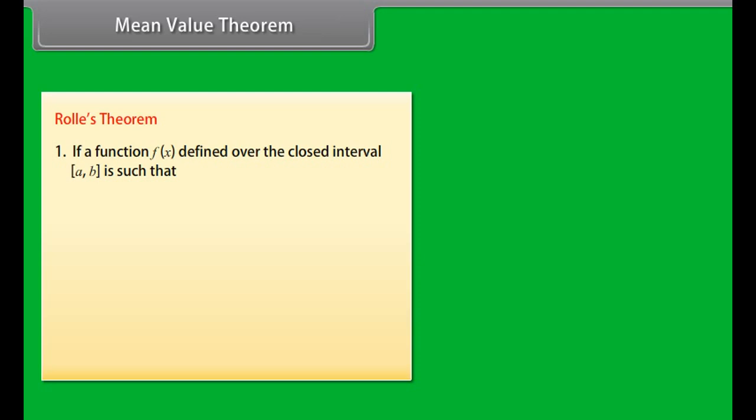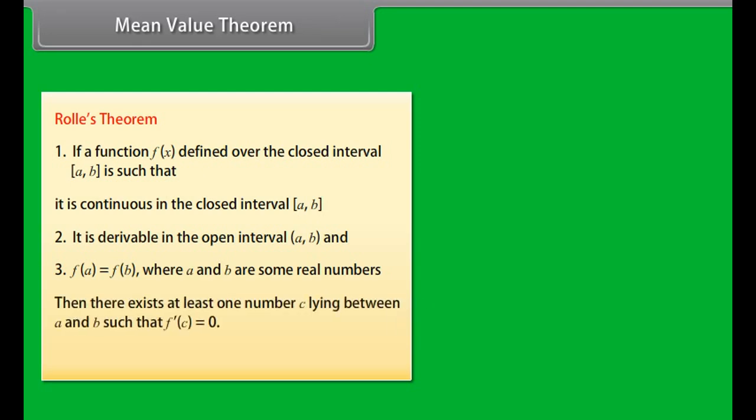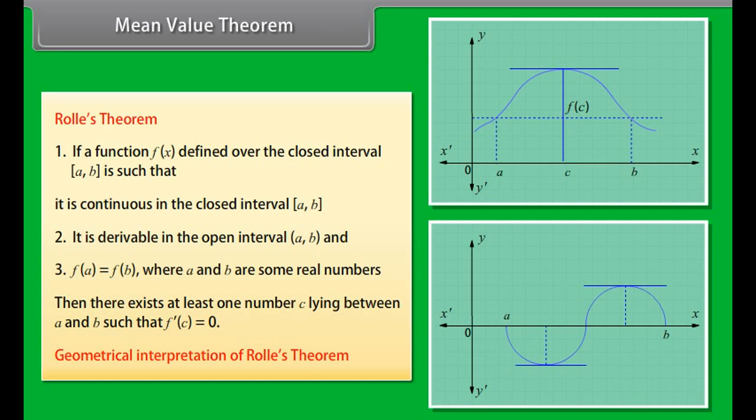1. If a function f of x defined over the closed interval a, b is such that it is continuous in the closed interval a, b, 2. It is derivable in the open interval a, b, and 3. F of a is equal to f of b, where a and b are some real numbers, then there exists at least one number c lying between a and b such that f dash of c is equal to 0. Geometrical interpretation of Rolle's theorem.